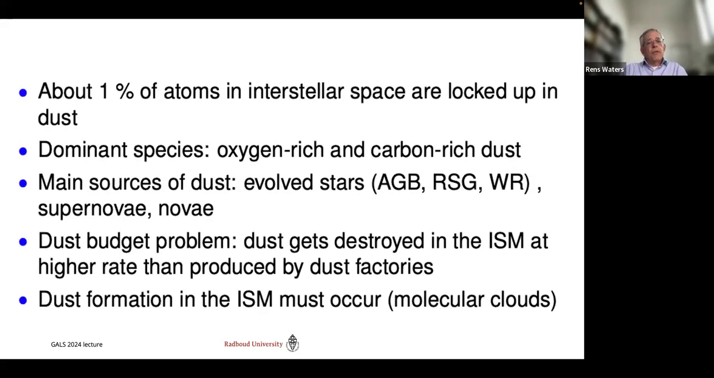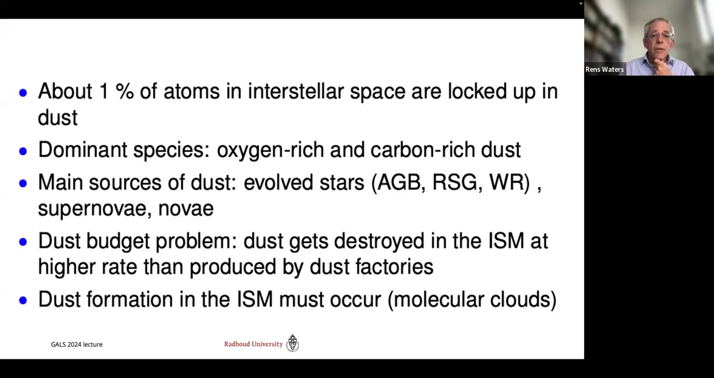If you take a typical molecular cloud or an interstellar cloud, how much of the atoms is in dust? Well, that's only 1%. So although it's mass-wise not a very important thing in terms of its impact on the processes in interstellar space, it is a very important component.